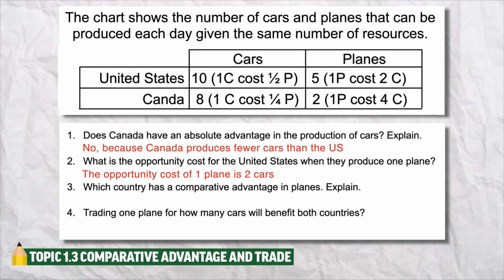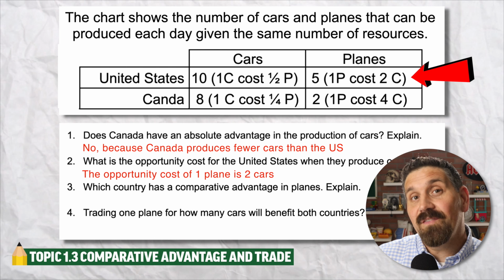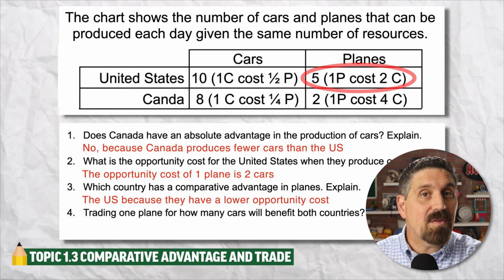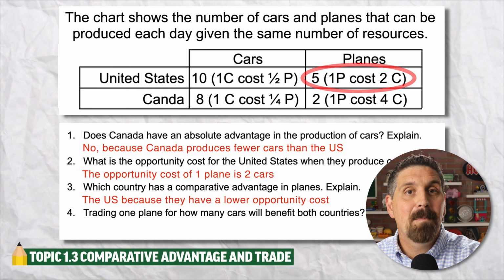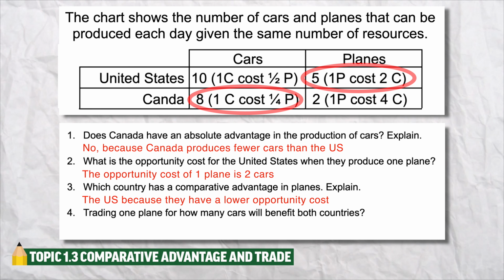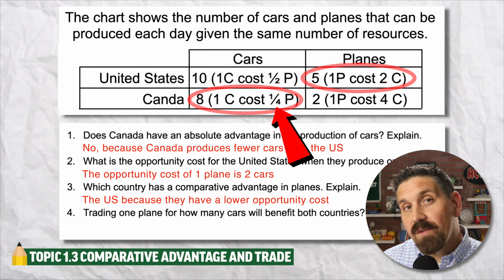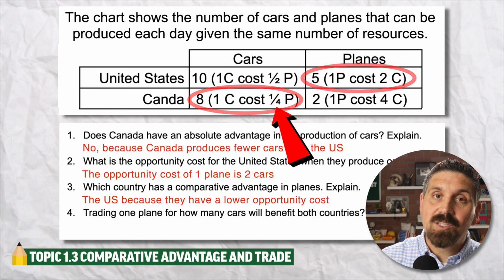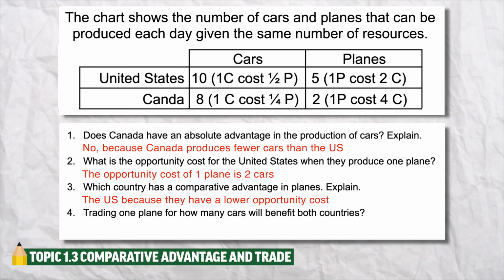Okay, now we have enough information to answer question 3 and find the comparative advantage. Just ask yourself who should produce planes, the country that gives up 2 cars or the country that gives up 4 cars. Obviously, it's better to give up less, so the United States has a comparative advantage in the production of planes because they have a lower opportunity cost. And Canada has a comparative advantage in cars. 1 car costs Canada only 1/4 a plane, but it costs the United States 1/2 a plane. So with these numbers, Canada should specialize in producing the cars, and the United States should specialize in producing planes.